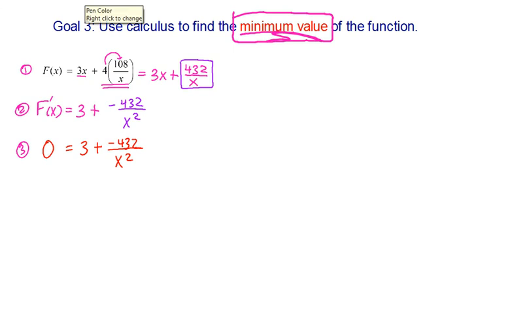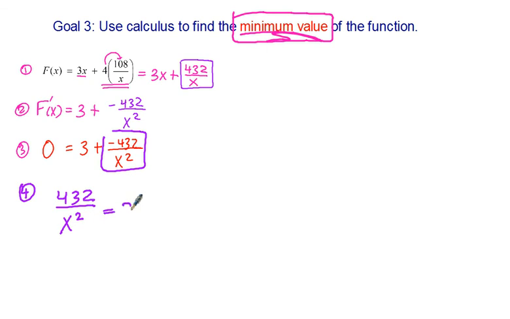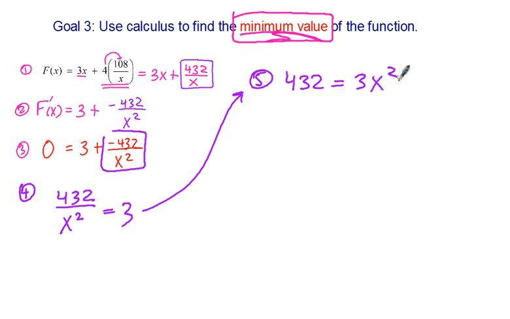All right, so to solve for x, we need to add this term to both sides. So we get 432 divided by x squared equals 3. Now we can multiply both sides by x squared, giving 432 equals 3x squared. And if we just divide both sides by 3, we get, let me pull out my calculator, 432 divided by 3 is 144.